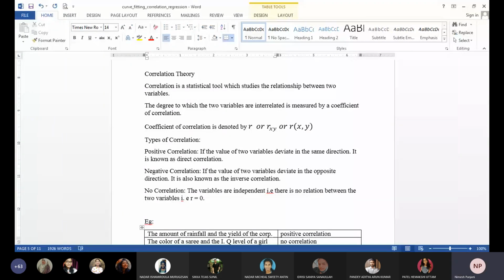We have basically three types of correlation. One is known as the positive correlation, negative correlation, and no correlation. No correlation is also termed as zero correlation. So what is positive correlation? Positive correlation means the values of two variables deviate in the same direction. That is what is known as the positive correlation.